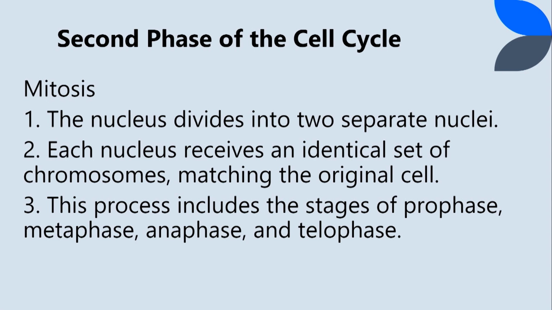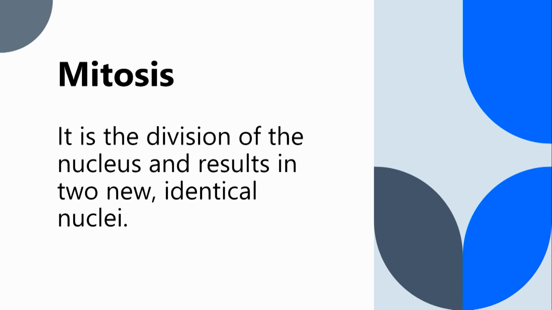This process includes 4 different stages, and those stages are called prophase, metaphase, anaphase, and telophase. For that, just remember the acronym PMAT. If you can remember that, you can remember these 4 different parts of mitosis. So mitosis is the division of the nucleus, and it results in 2 new identical nuclei.